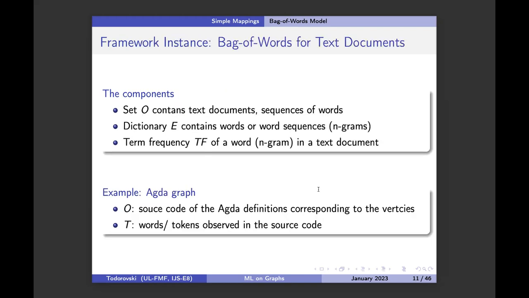So the components here, for example, it is used for text documents, and I said that those are sequences, but actually the bag of words model does not consider them as sequences, but just as some words, and you calculate frequencies. So in this particular setting, O consists of text documents, and the dictionary T contains words or word sequences, as n-grams, which Andrei just asked about.